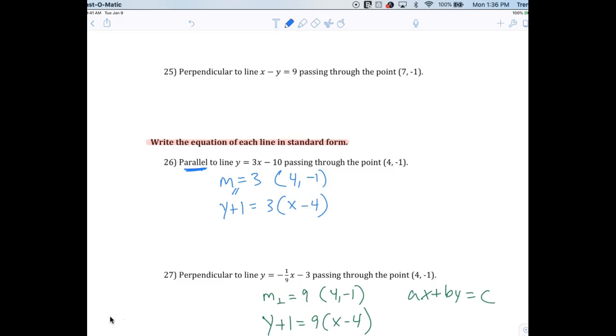Now, is that standard form? No. Do you remember standard form above? AX plus BY equals C. So what am I going to do now? What's that word called? Distribute, yes. Y plus 1 equals 3x minus 12.